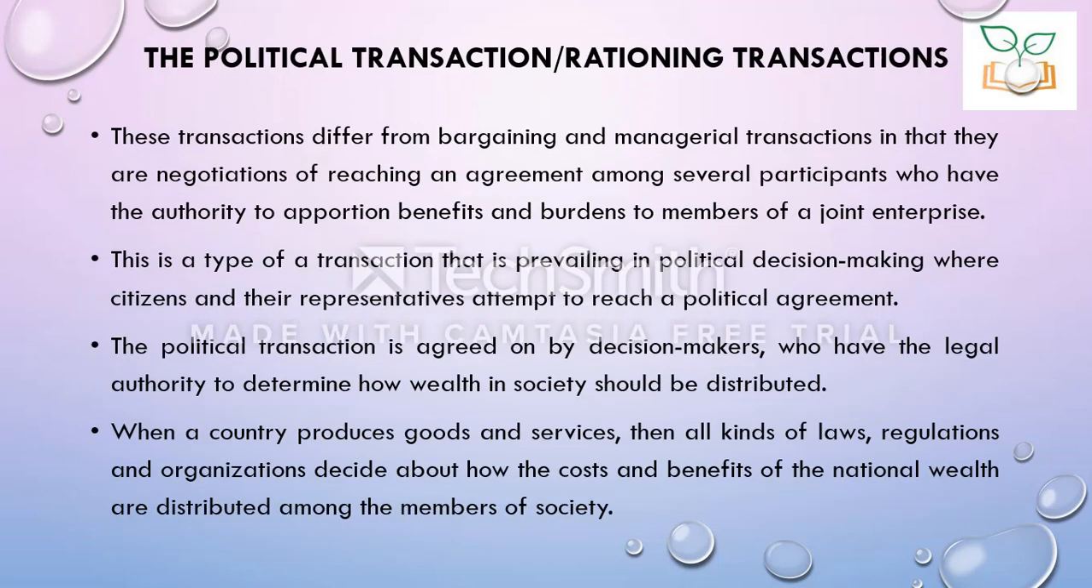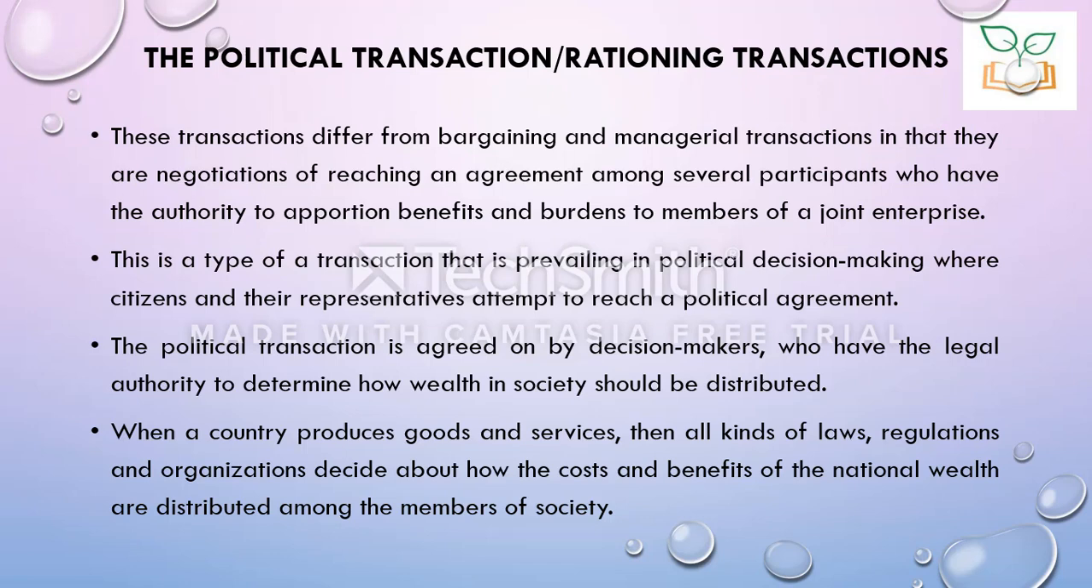The third type of transaction is the political transaction. This is also called the rationing transaction. These transactions differ from bargaining and managerial transactions in that they are negotiations of reaching an agreement among several participants who have the authority to apportion benefits and burdens to members of a joint enterprise. This is a type of transaction that is prevailing in political decision making, where citizens and their representatives attempt to reach a political agreement.